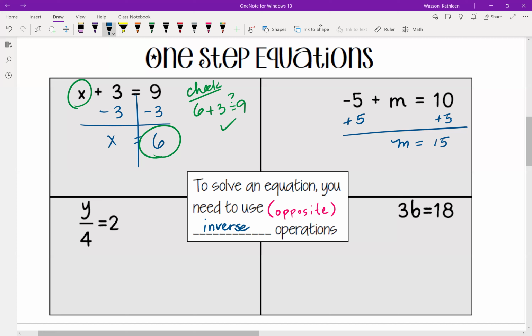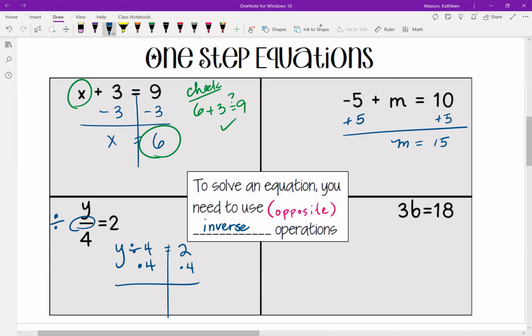When you have fractions, fractions are division problems. So here, this just means to divide. I could rewrite this equation as y divided by 4, if you prefer to look at it that way. But these are equivalent, the y over 4 and the y divided by 4. Either way, I would multiply by 4. That would be an inverse operation.